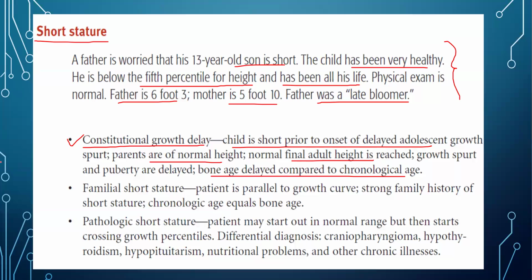The way to differentiate between familial short stature and constitutional delay is that constitutional delay will have bone age less than chronological age, whereas familial short stature will have bone age equal to chronological age. Okay? Making sense, guys?